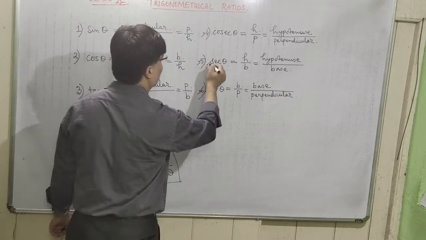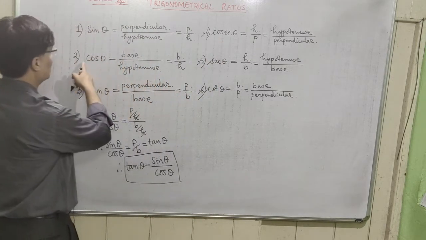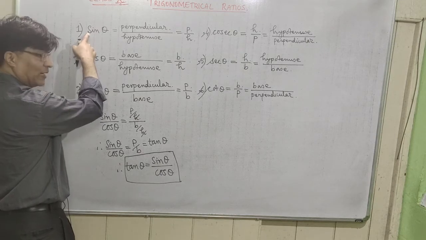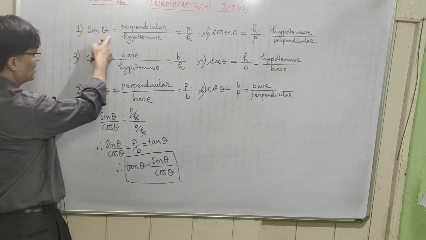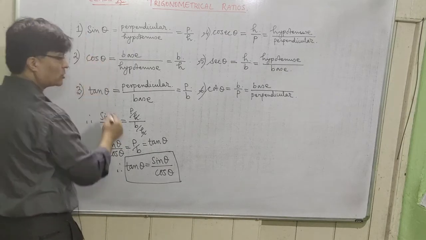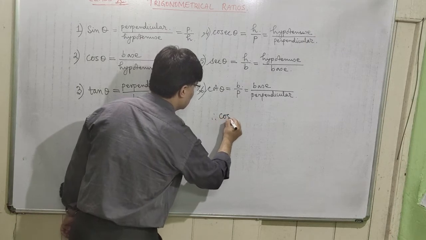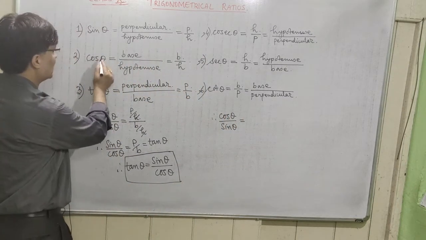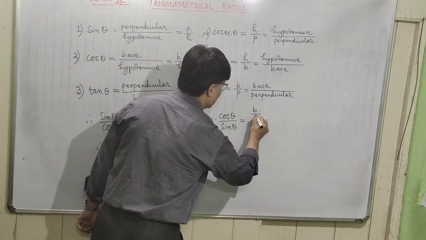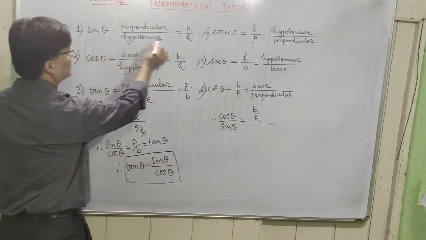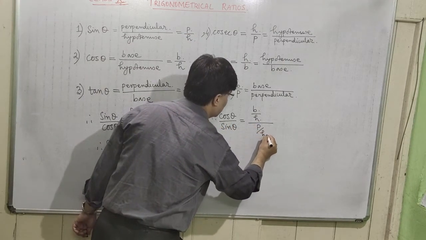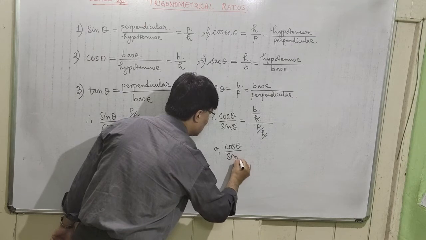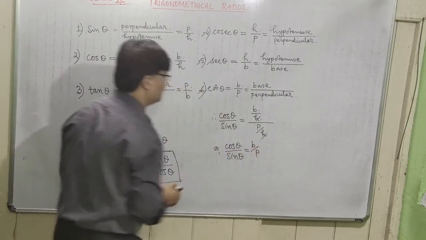Again, let us divide 2 by 1. Here we divided 1 by 2, that is sin theta by cos theta. Now let us divide 2 by 1, so it is cos theta divided by sin theta, which is equal to, what is cos theta here? B by h, divided by sin theta, which is p by h. Here h gets cancelled. So cos theta divided by sin theta is equal to b by p.